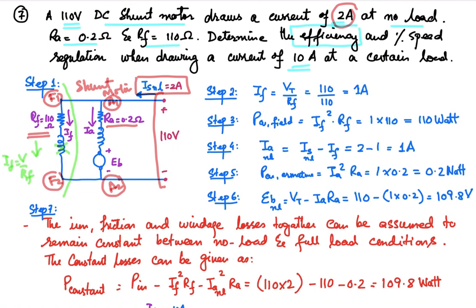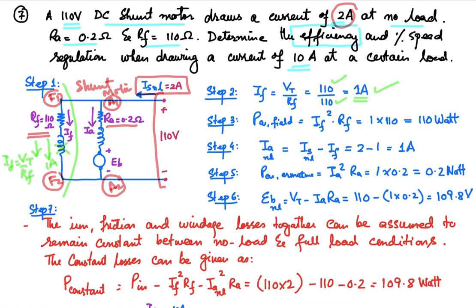So using that we can determine the field current, and that you can see is calculated in this first step, that is Vt by Rf, that is 110, the volt we are going to apply, and this is the resistance of the field winding. So 1 ampere is the current in the field winding. So this current is 1 ampere.